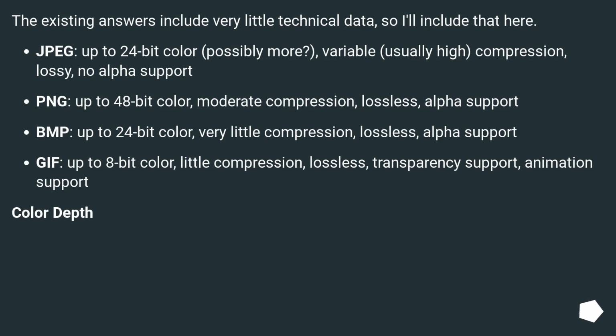The existing answers include very little technical data, so I'll include that here. JPEG, up to 24-bit color, possibly more. Variable, usually high compression, lossy, no alpha support. PNG, up to 48-bit color, moderate compression, lossless, alpha support. BMP, up to 24-bit color, very little compression, lossless, alpha support. GIF, up to 8-bit color, little compression, lossless, transparency support, animation support.